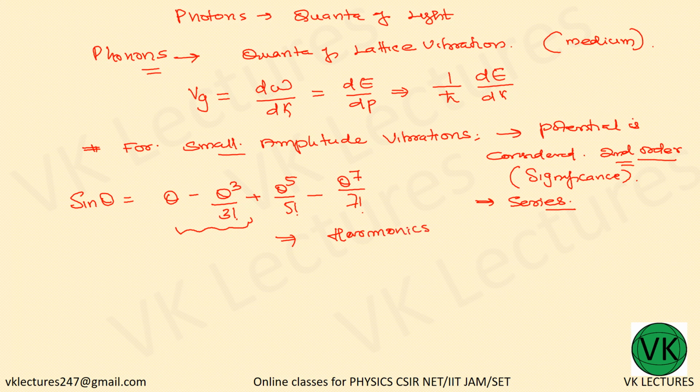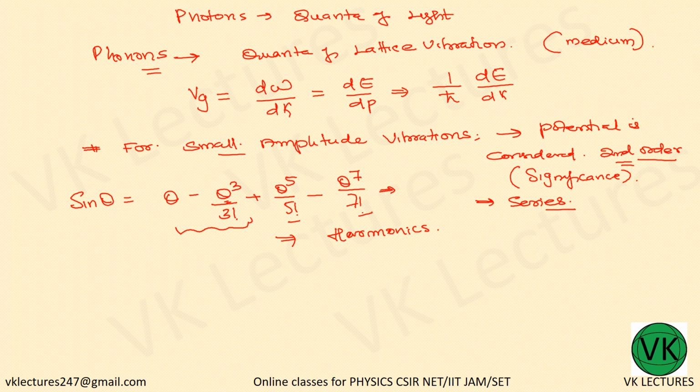In vibration these are called harmonics, or second order vibrations. This is called third order, this is fourth order, but these are very insignificant quantities. Now, theta is a very small amplitude; this theta represents the amplitude.